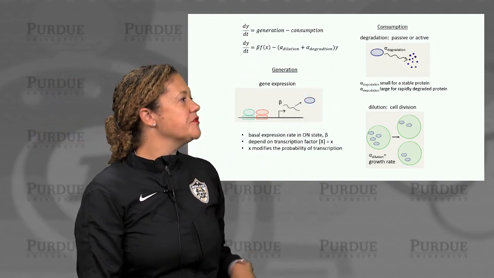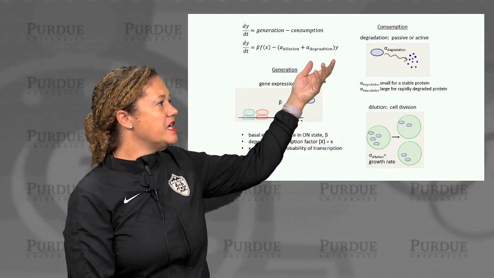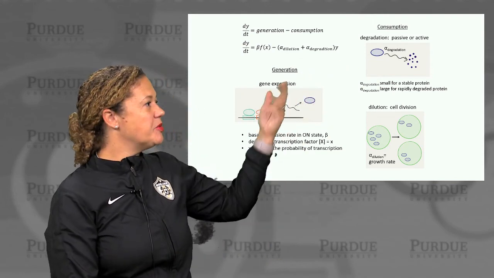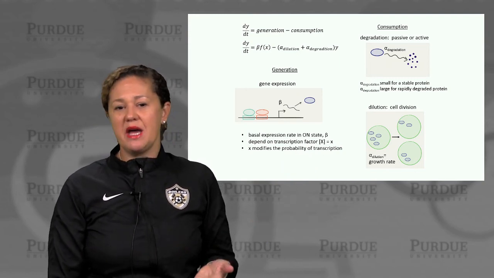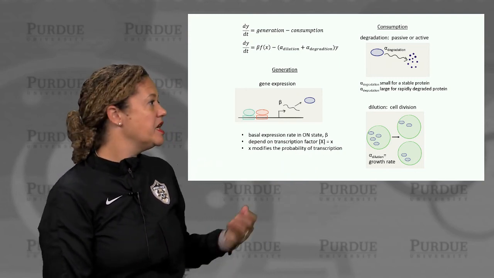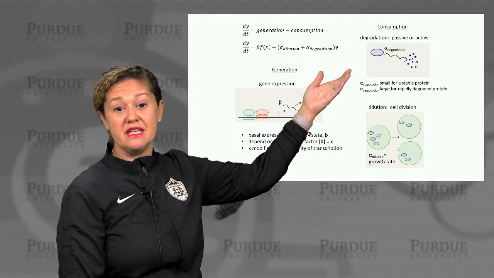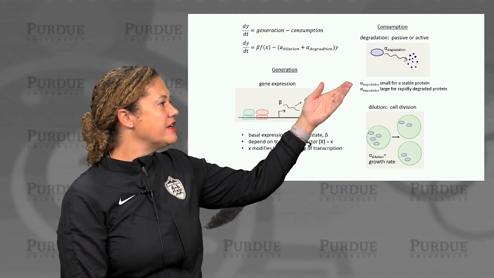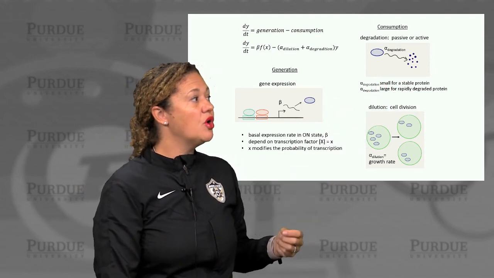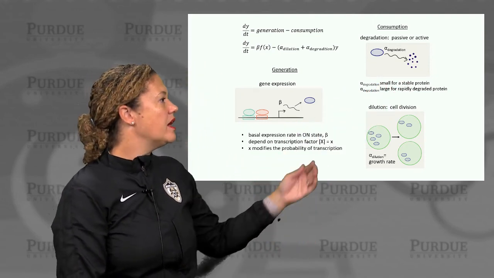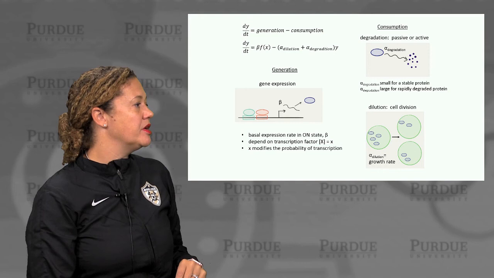So consumption comes from two major mechanisms, either degradation or dilution. Degradation can be passive or active. This is a point just to remind you that cells most often actively degrade their proteins through mechanisms such as the ubiquitin proteasome, so think of this as an active regulation event happening inside cells. And so the alpha degradation rate constant will be small if the protein is stable or not rapidly degraded, whereas the alpha degradation parameter will be large for rapidly degraded proteins.